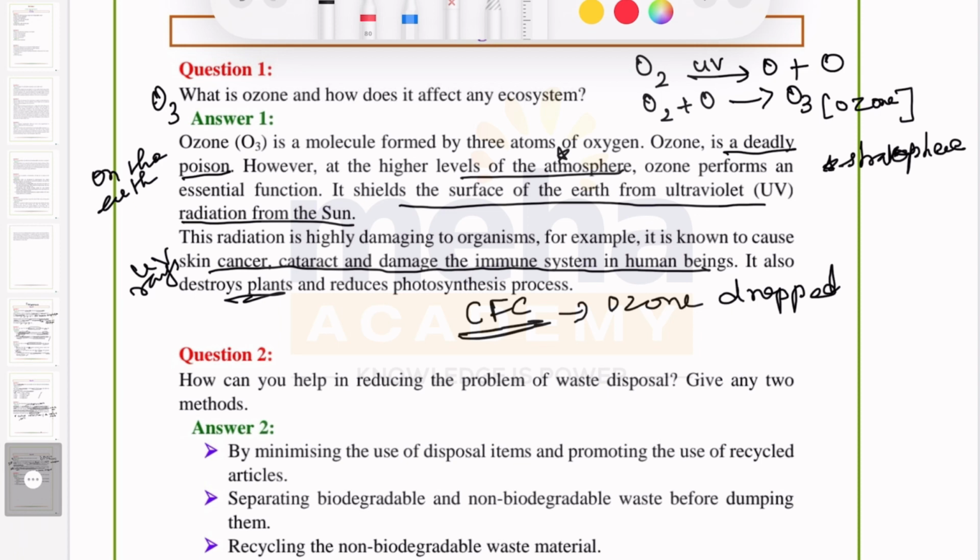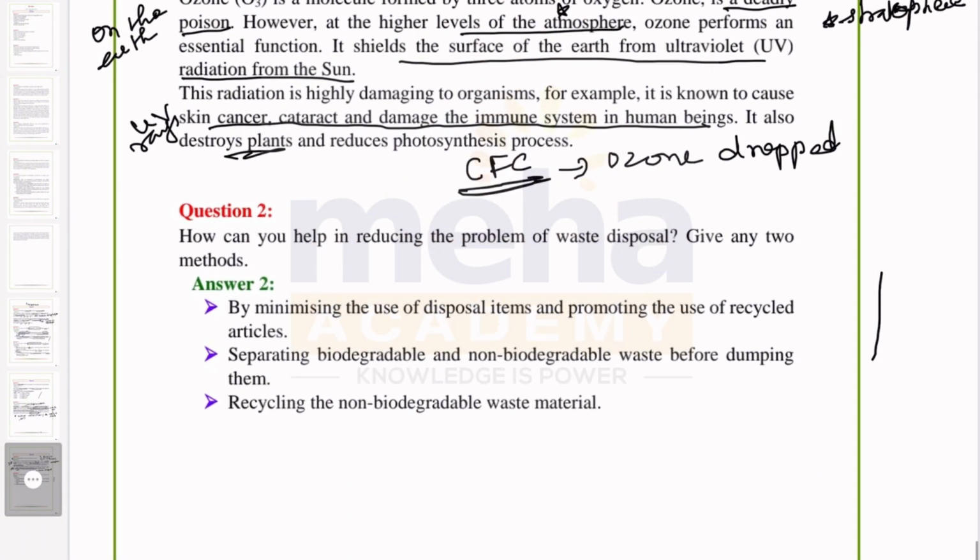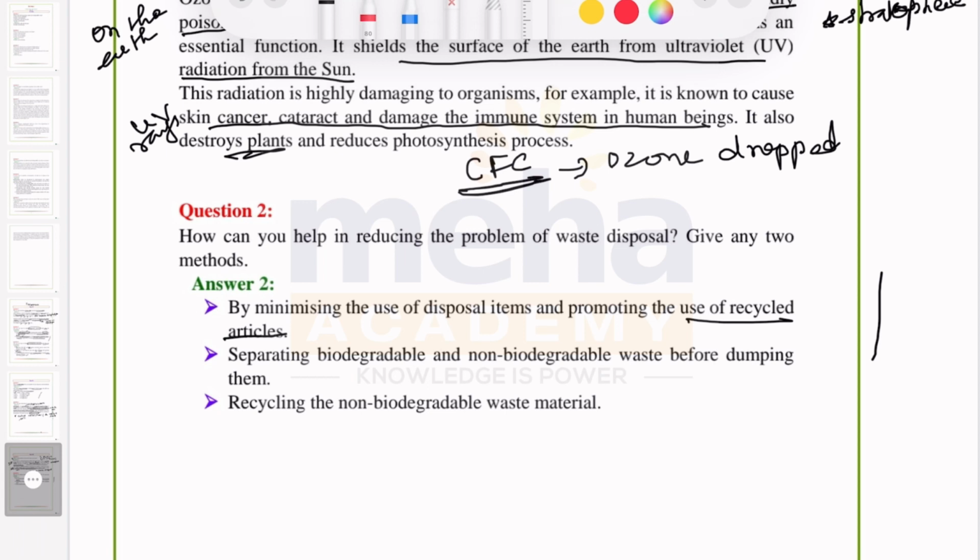Next question: how can you help in reducing the problem of waste disposal? One way is the use of recycled articles, promoting their use, and separating the waste as biodegradable and non-biodegradable waste. The second is recycling the non-biodegradable waste material. These are some ways we can reduce the problem of waste disposal.